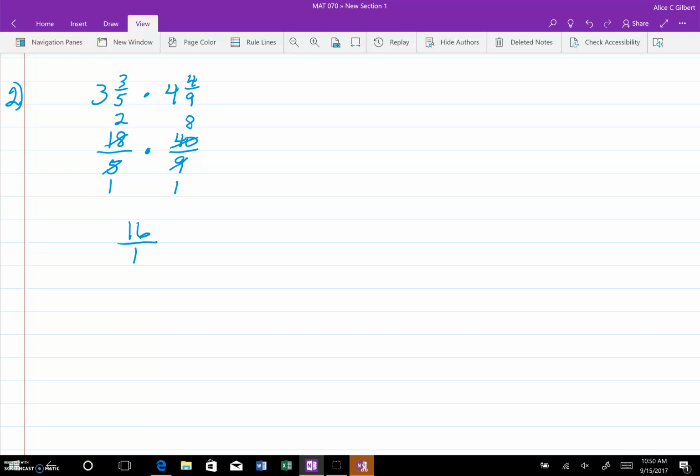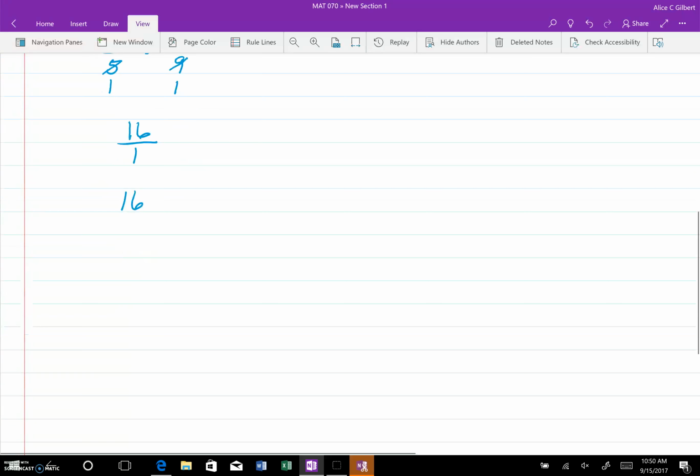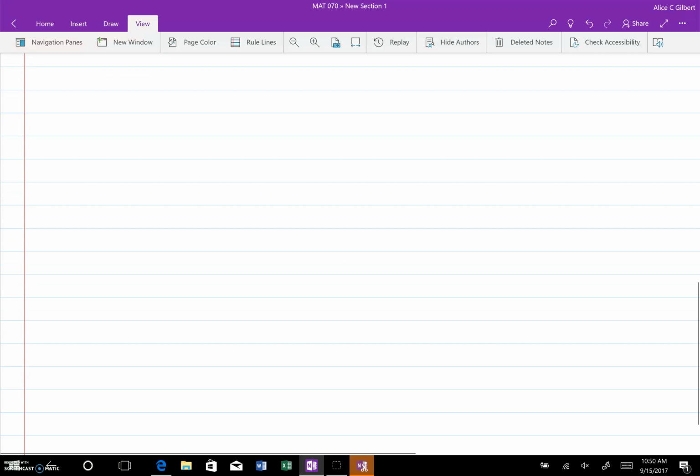And we never leave a 1 in the denominator for our final answer. Or you could think of this as turning it back into a mixed number, and in this case it's just a whole number. 16 divided by 1 is 16. Okay, let's do the next one.